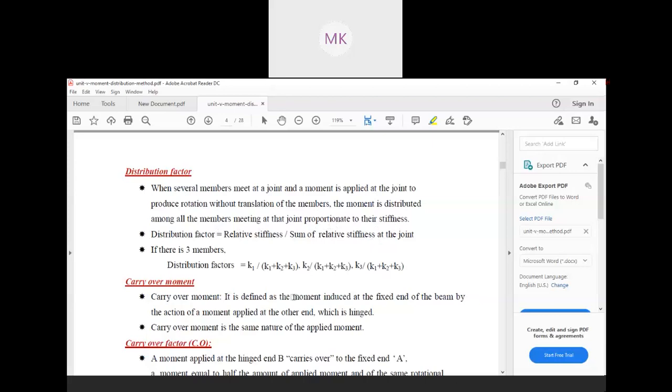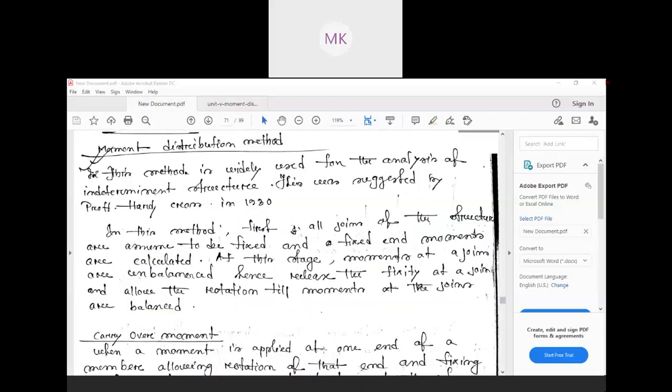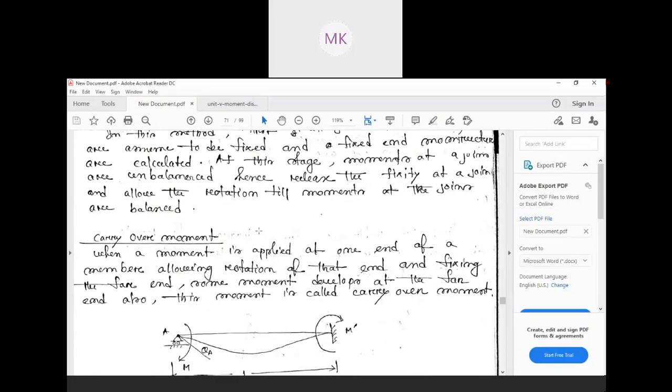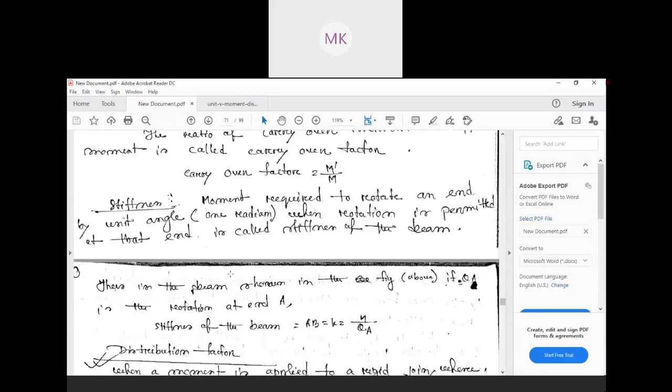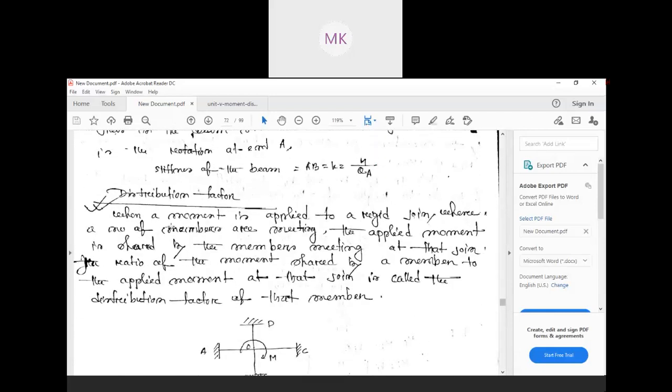Let me show you another one. These are the handwritten notes I have already given to you. All of you please go through this. The same things are given here: what is the carryover factor, carryover stiffness, and this thing. So this is the distribution factor.